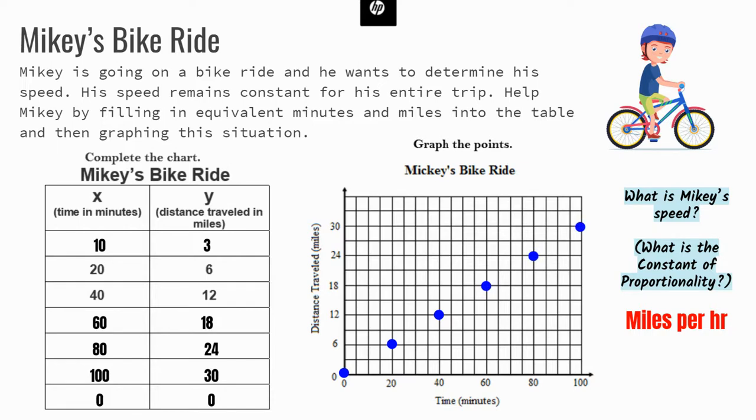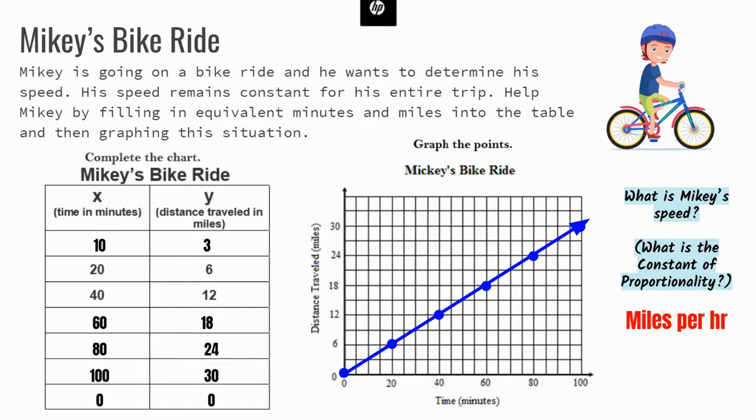And when you draw a line through these points, you see that it's a nice straight line starting at the origin. So if you recall, these were the two determining factors on whether or not a relationship was proportional. All the points had to fall on the line, and the line had to start at 0, 0. Therefore, this is a proportional relationship.